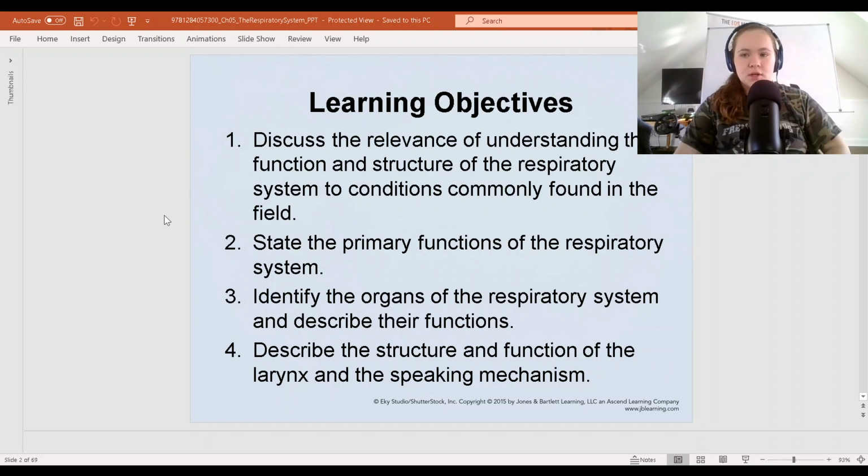We've got some learning objectives, as always. Discuss the relevance of understanding the function and structure of the respiratory system to conditions commonly found in the field. State the primary functions of the respiratory system. Identify the organs of the respiratory system and describe their functions. Describe the structure and function of the larynx and the speaking mechanism.